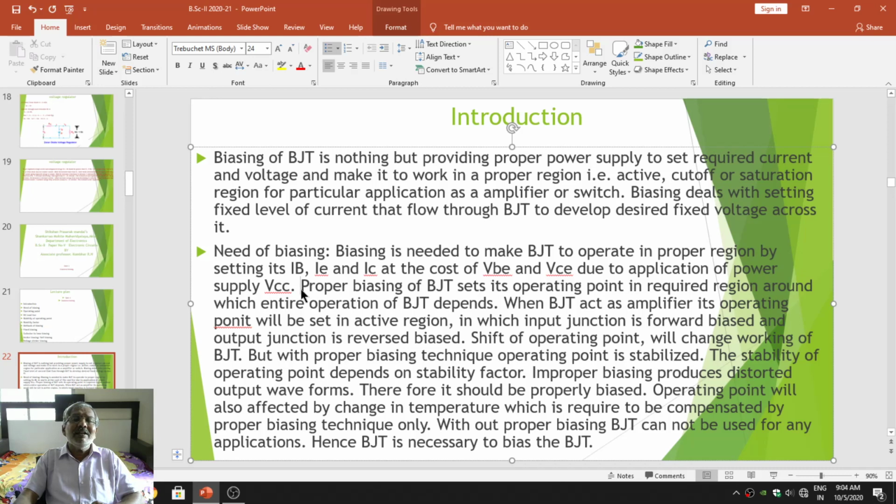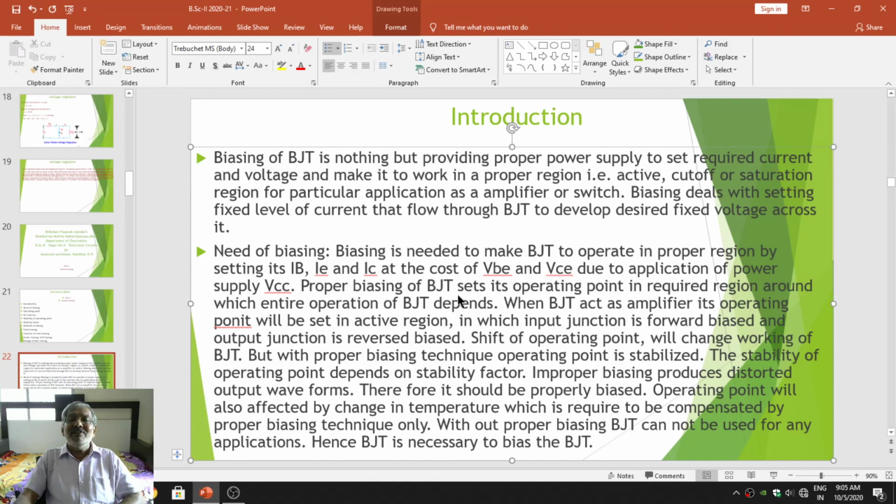So we have to apply the proper power supply VCC to allow base current IB, emitter current IE and collector current IC to flow through the respective terminals at the cost of developing base to emitter voltage VBE and collector to emitter voltage VCE. And this process of connecting VCC is known as biasing.